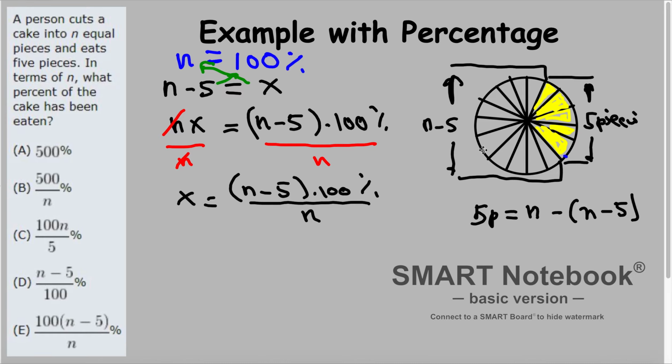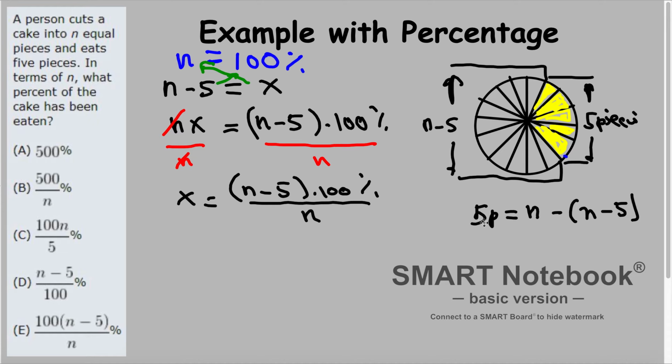So in those remaining pieces, when we take out the 5 pieces from the cake, we have x is equal to (n minus 5) times 100% divided by n. But we need to know what percent of the cake has been eaten, because these 5 pieces have been eaten. We want to know what percentage of the cake was eaten if somebody ate 5 pieces.